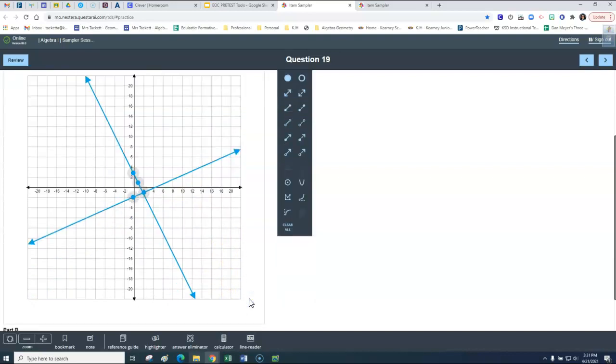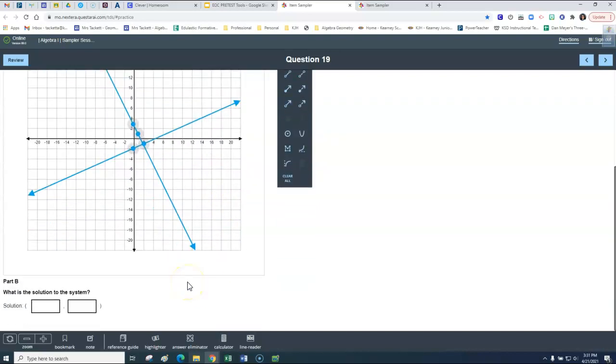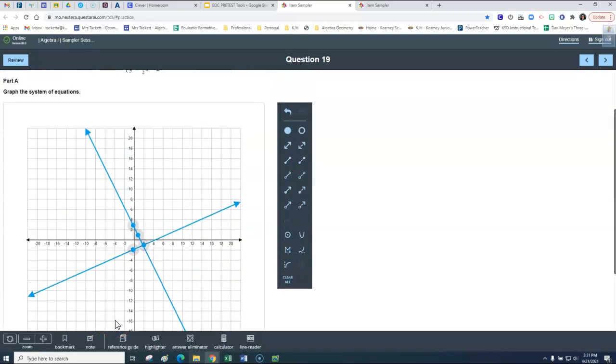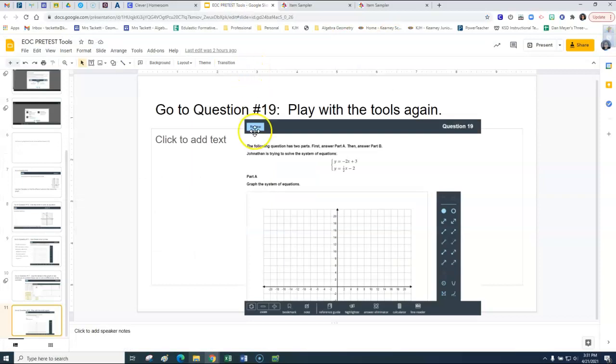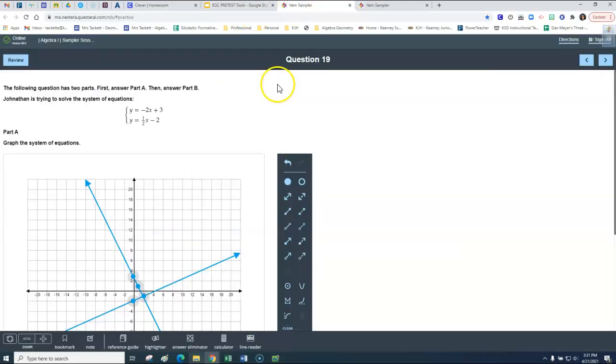All right, then you got part B, which asks, what is the solution to the system? Well, it looks like it's actually 2, -1. So then I'm going to come down here and I'm simply going to click into it, and I'm going to put 2, and then I'm going to put -1. Okay. All right, so let me just check just to make sure we are done. And we are. So again, make sure that you understand how we use all of these tools.